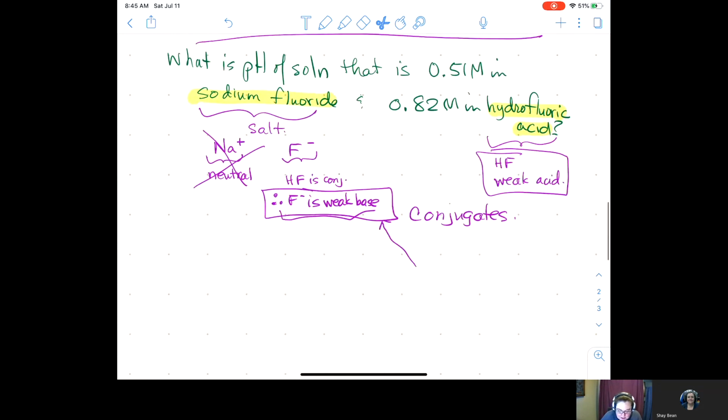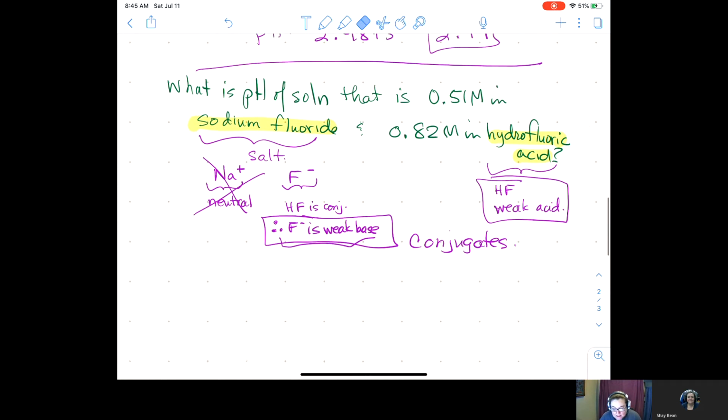And see what we get. So the problem is still, what is the pH of a solution that is 0.51 molarity in sodium fluoride and 0.082 molarity in hydrofluoric acid? And let me point out as we start, we're working this a slightly different way. We should get exactly the same pH.